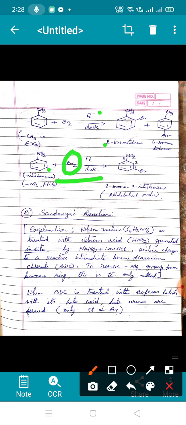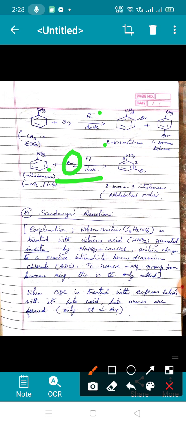Now when you treat C6H5NH2 with nitrous acid, HNO2, nitrous acid is also a very, very unstable acid and it cannot be prepared beforehand. You have to prepare it in situ. How do you prepare it in situ? You prepare it in situ by treating sodium nitrite and concentrated HCl, which generates HNO2.